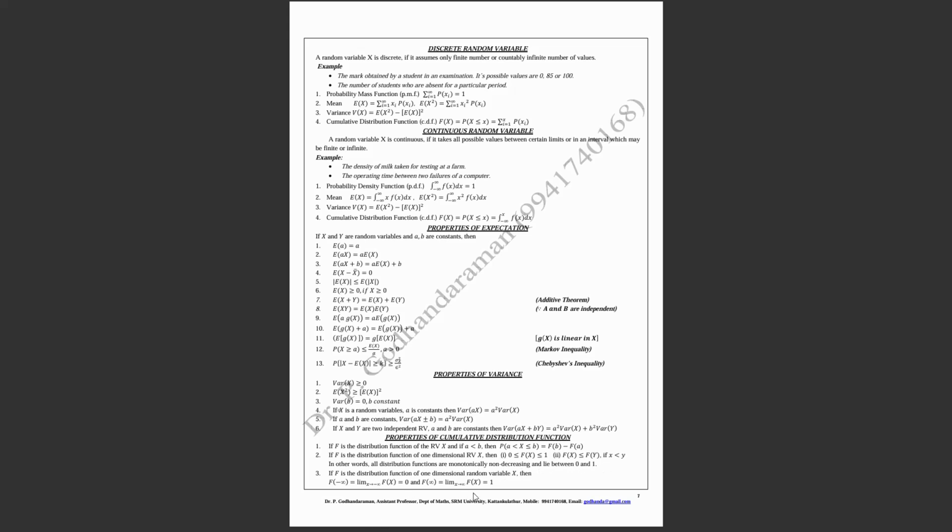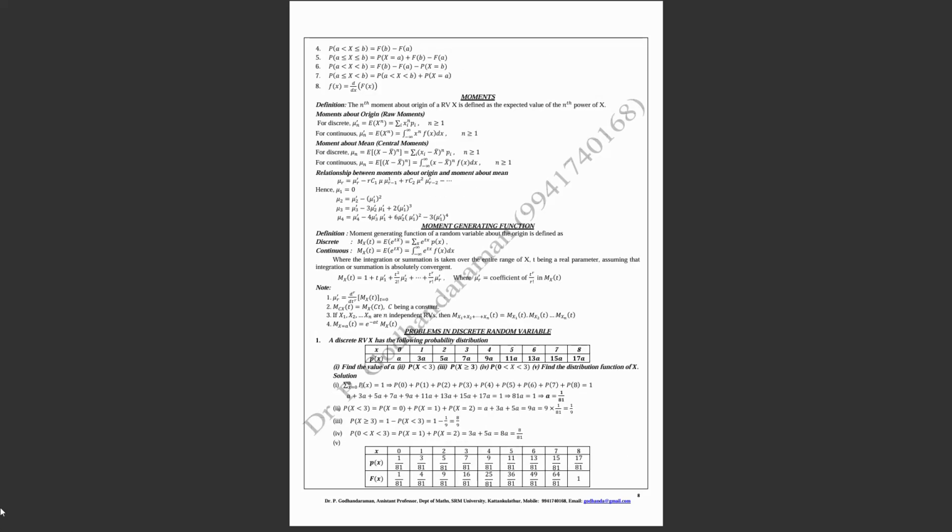And the third formula for the cumulative distribution function is F of minus infinity, which is equal to the limit of F of x as x tends to minus infinity, equal to 0, and F of infinity is equal to the limit as x tends to infinity of F of x, equal to 1. So these are the formulas for the cumulative distribution function, which means CDF.